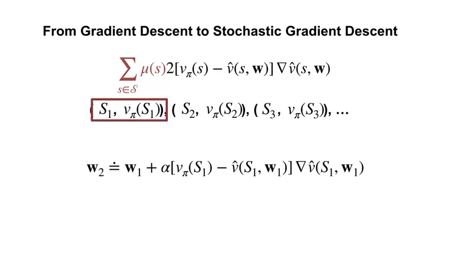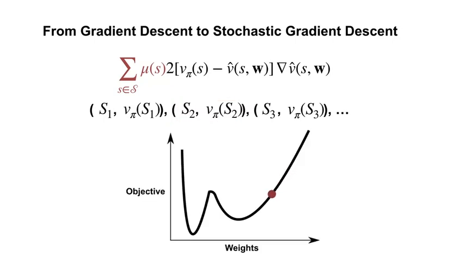Let's take one of these states, S1, that occurs while following the policy, with target v pi of S1. We can use this pair to make an update to decrease the error on that example. Here is the gradient for a single state. We can do gradient descent with this gradient to decrease the error on that state. So here's the corresponding gradient update rule for S1. We can perform this update to decrease the error for this pair.